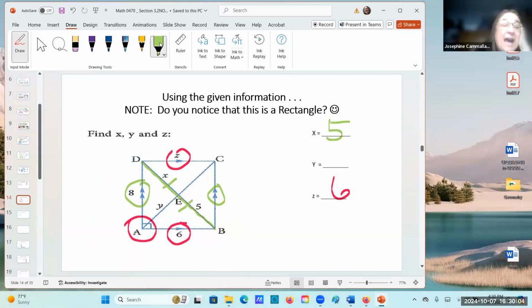Now, why do I need that? Because I want to know why. And y is also, in this case, 5. Diagonals bisect each other. Huh? Oh. Any questions?